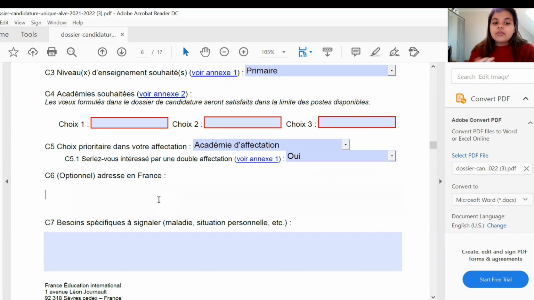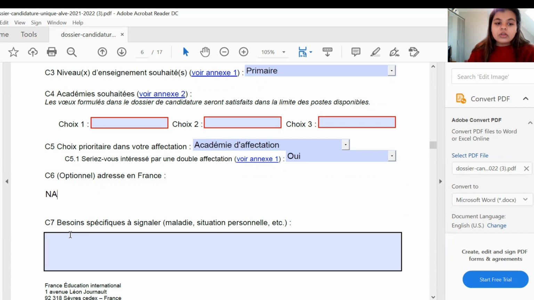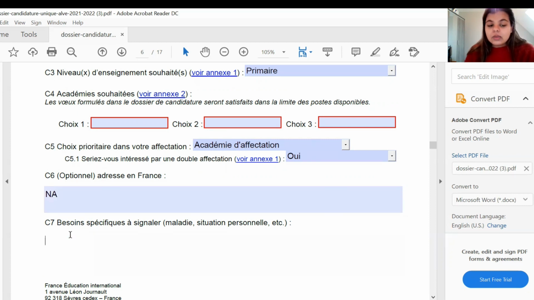Now, if you have an address in France, you can write that. If not, you can leave the column. Guys, this is a very important column. If you have any allergy, any personal situation, anything, you mention it here. There are people asking me whether this will affect their form. No, guys, it's not going to affect your form, not at all.